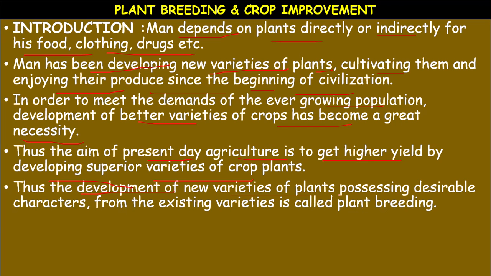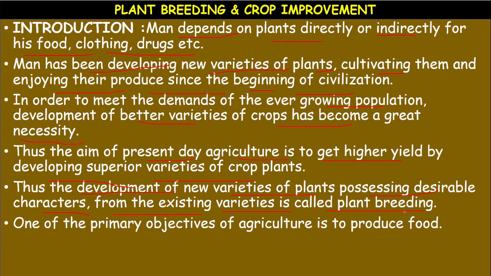Thus, the development of new varieties of plants possessing the desirable characters from the existing varieties is called plant breeding. What are desirable characters? The desirable characters means the characters which are advantageous, such as faster growth, higher yield, disease resistance, drought resistance. These are all desirable characters. Every farmer wants these characters in their crop, so improving those characters is called plant breeding.